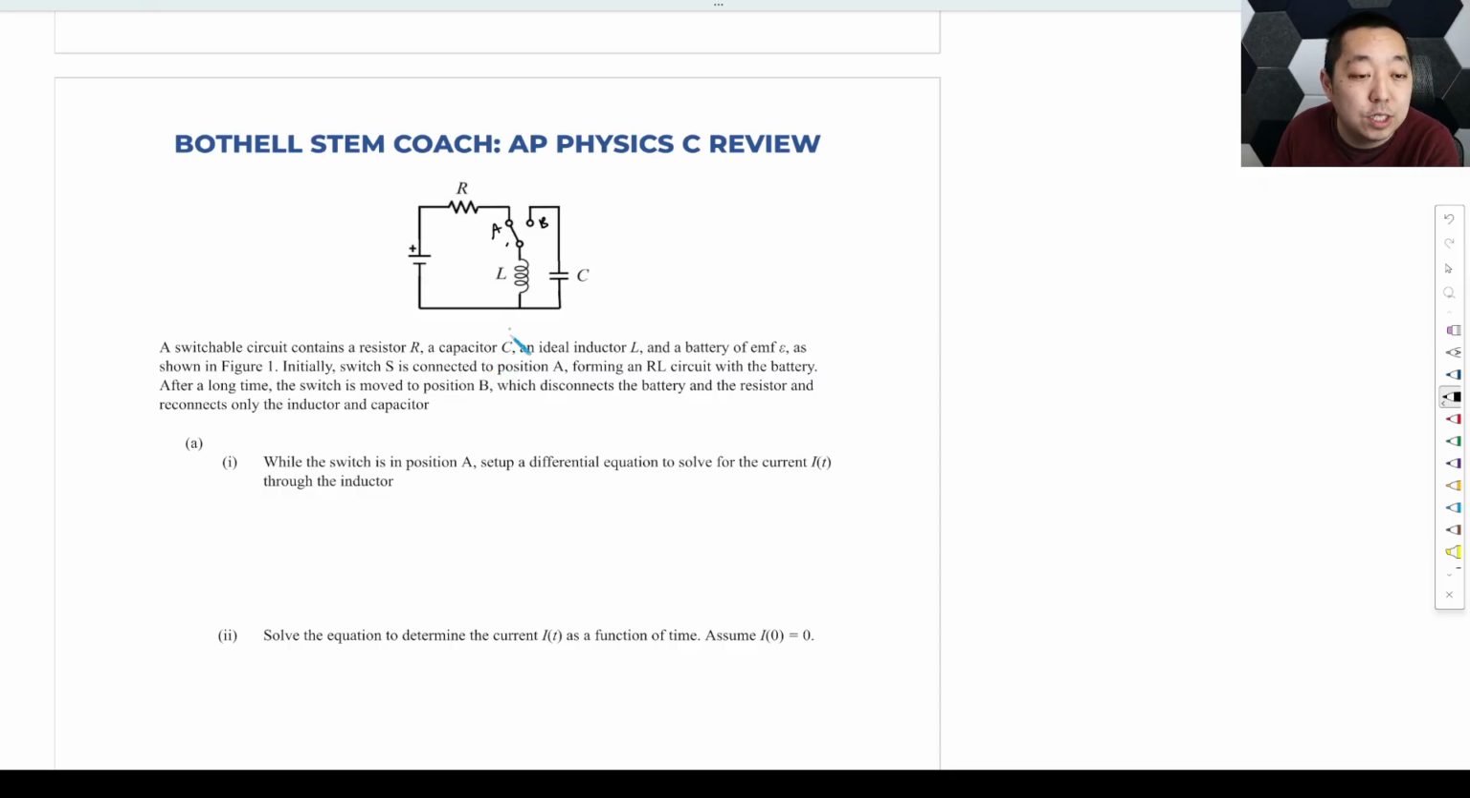While the switch is in position A, set up a differential equation to solve for the current I through the inductor. So we're going to do our circuit analysis. All right, so we have our plus. Well, so first let's think about what direction the current's going to go.